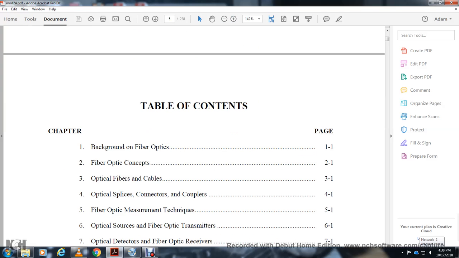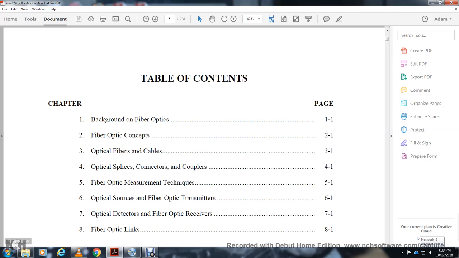All right. Chapter 1, Background of Fiber Optics. Chapter 2, Fiber Optic Concepts. Chapter 3, Optical Fibers and Cables. Chapter 4, Optical Splices, Connectors, and Couplers. Chapter 5, Fiber Optic Measurement Techniques. Chapter 6, Optical Sources and Fiber Optic Transmitters. Chapter 7, Optical Detectors and Fiber Optic Receivers. Chapter 8, Fiber Optic Links.